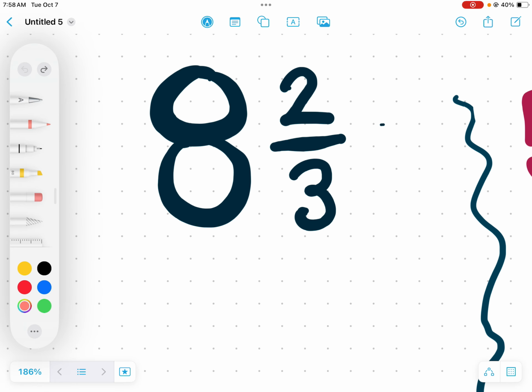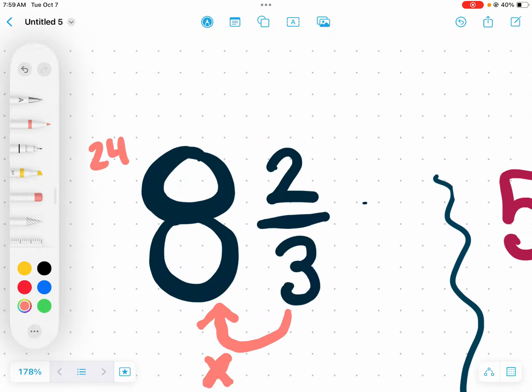So the reason we're going to multiply 3 by 8 is because we're trying to figure out how many pieces 8 puzzles makes. The puzzle only needs 3 pieces, and we have 8 whole puzzles. So how many pieces do we have with 8 whole puzzles? So we're going to do 8 times 3, which gives us 24. So in other words, 8 whole puzzles has 24 pieces.